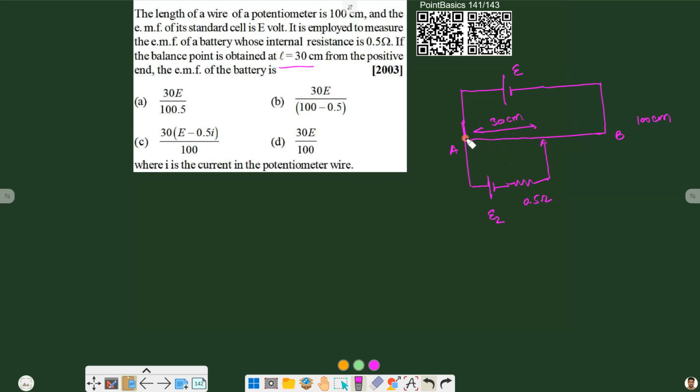Now the potential gradient for this wire will be E by total length, that is 100, and E2 is equal to the potential drop up to 30 centimeter. So multiply by 30 centimeter. This is the potential drop on AB wire up to 30 centimeter, and that is equal to 3E by 10, or we can say 30E by 100, which is option D. Moving to the next one.